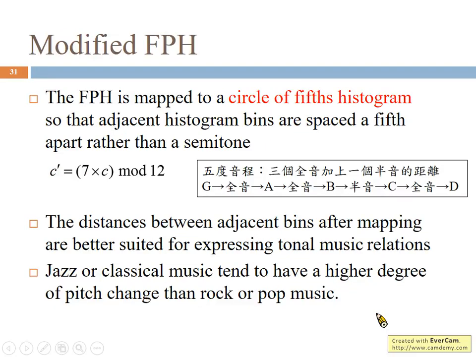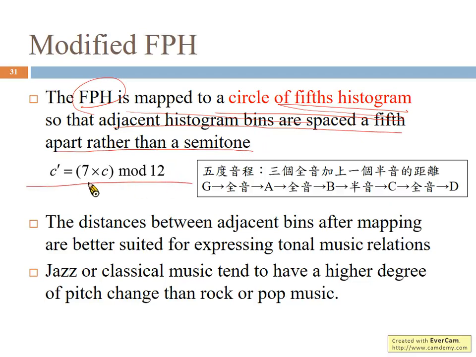They also try to modify the folded pitch histogram, and this process is based on music theory. The folded pitch histogram is mapped to a circle of fifths histogram, so that adjacent histogram bins are spaced a fifth apart rather than a semitone. We do the following process: seven times C mod 12. That is, we modify the histogram bin. And what is the circle of fifths histogram? This is related to the harmonic relationship between musical notes, and the distance between adjacent bins after such mapping is better suited for expressing tonal music relations.